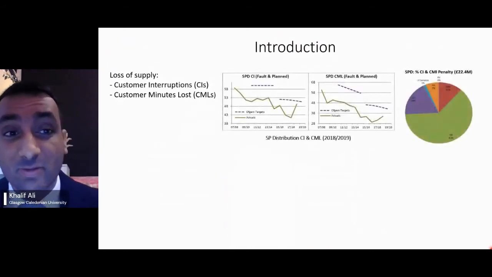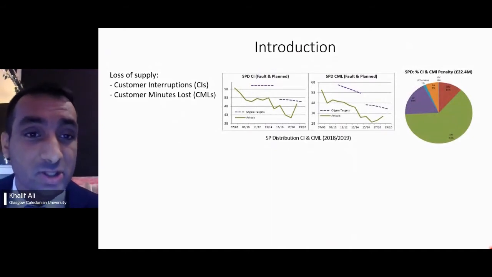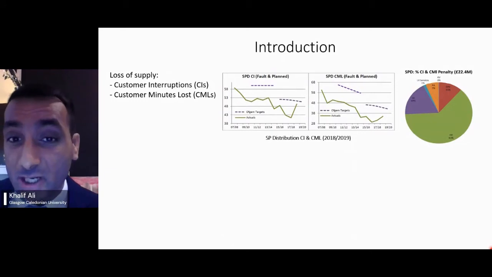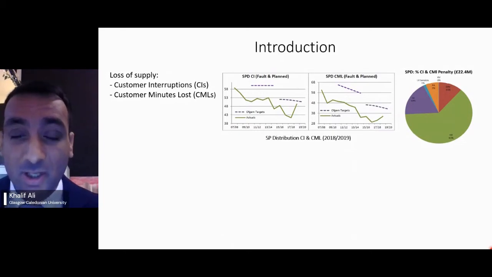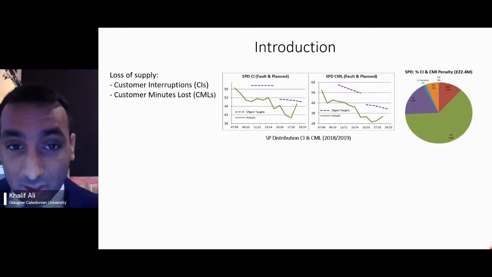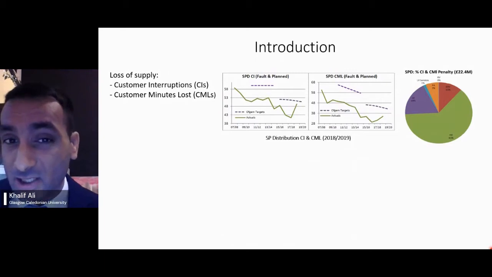Loss of supply is made of two main segments: customer interruptions, CIs, and customer minutes lost, CMLs. As we can see from the trends provided by Scottish Power Energy Networks, the actuals seem to be reducing. However, the marginal differences between the actuals and the targets set by Ofgem also seem to be narrowing, and there also seem to be some spikes in turbulent years.